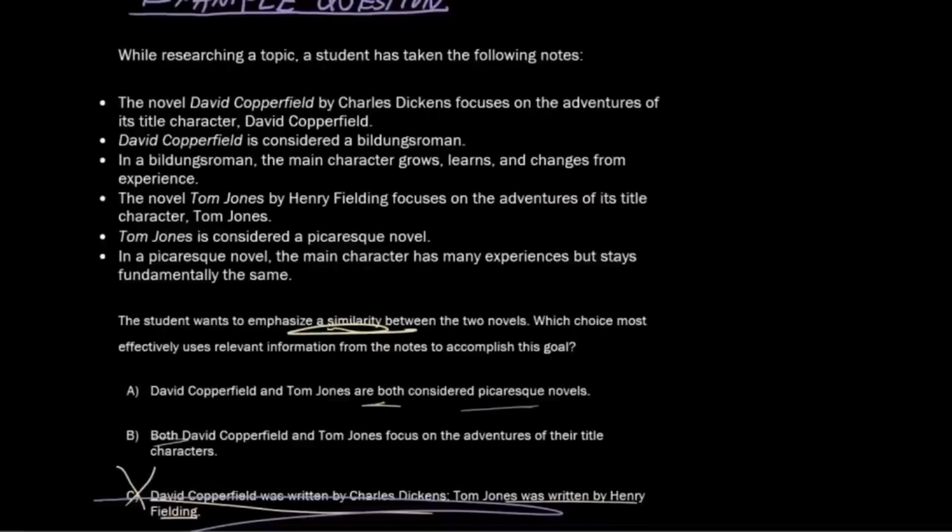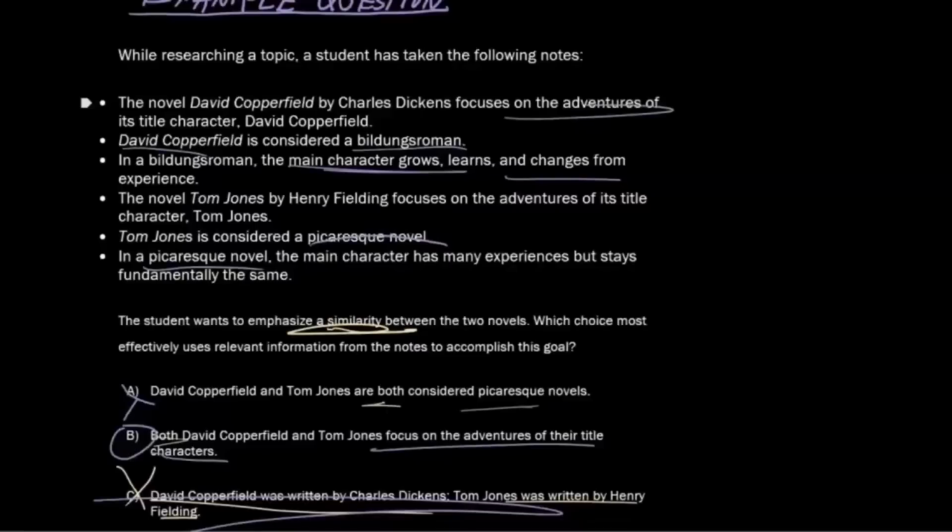Doesn't matter. This one says David Copperfield is a Bildungsroman. Well, only Tom Jones seems to be a picaresque novel. So A is wrong. We know it must be B. But let's see. Both of them focus on the adventures of their title characters. David Copperfield, the main character, grows, learns, changes from experience. We're focusing on the adventures of the title character. This one's also focusing on the adventures of its title character. So we know it's B.